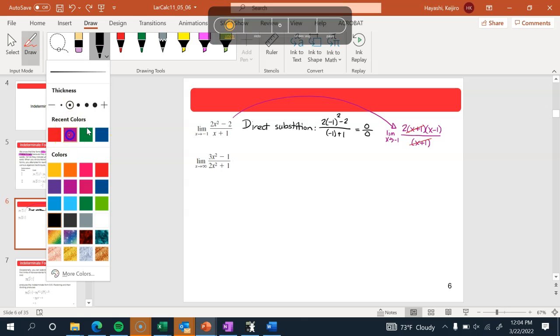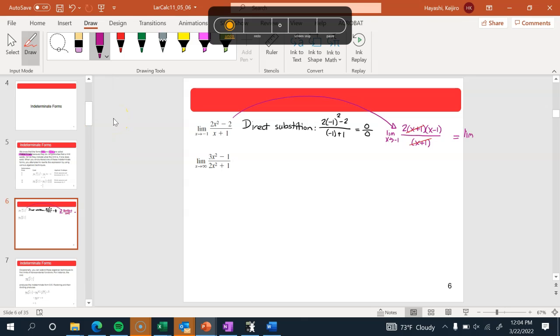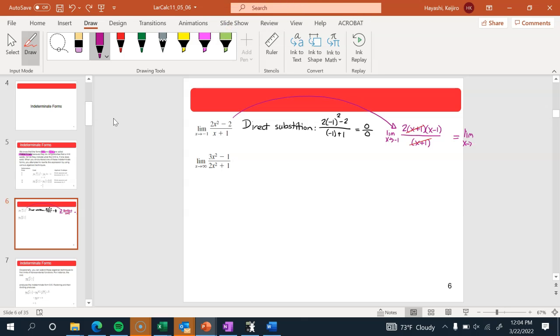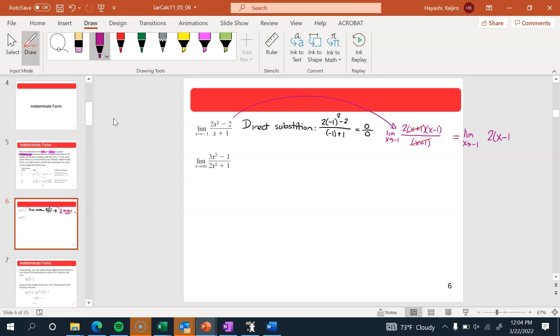what we'll have is the limit as x goes to -1 of just 2 times x minus 1, which if you do direct substitution on that, -1 minus 1 is -2, times 2 is -4. So the limit is -4. The real limit is -4.